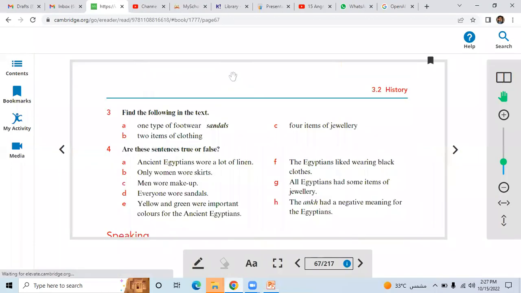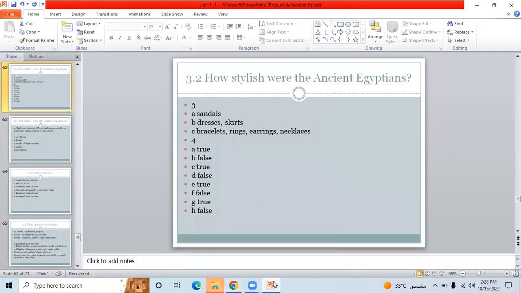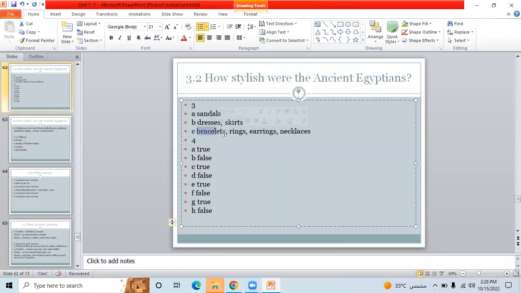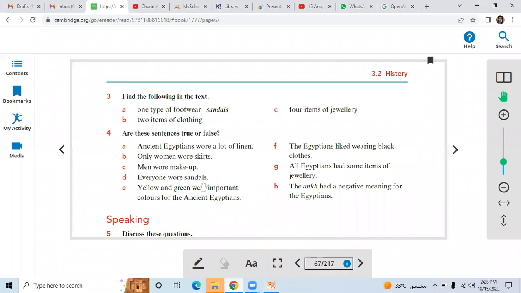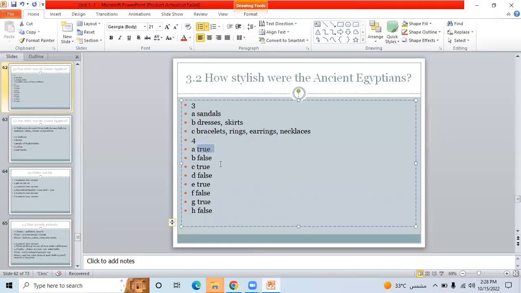Let us move to question number three. Find the following in the text. One type of footwear is sandal. Number two, two items of clothing are dresses and skirts. C, four items of jewelry: bracelets, rings, earrings, and necklaces. Then question number four, true and false from A to H. A is true, B is false, C is true, D is false, E is true, F is false, G is true, and H is false.